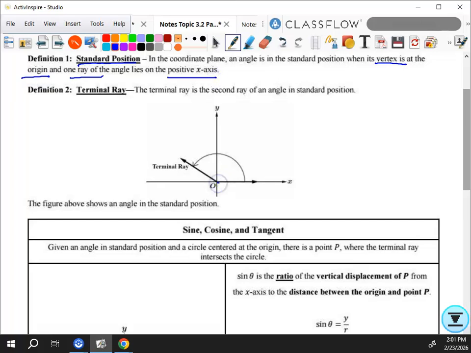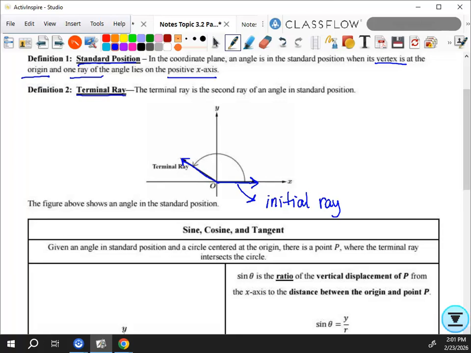So center's at the origin, here's one ray on the positive x-axis. The other ray is the one that spins around and actually makes our angle. That is called the terminal ray. Okay. The first one actually has a name as well. This one is called the initial ray, or the initial side, you could say, either way. Okay. So we learned about that and how they rotate and all that good kind of stuff.